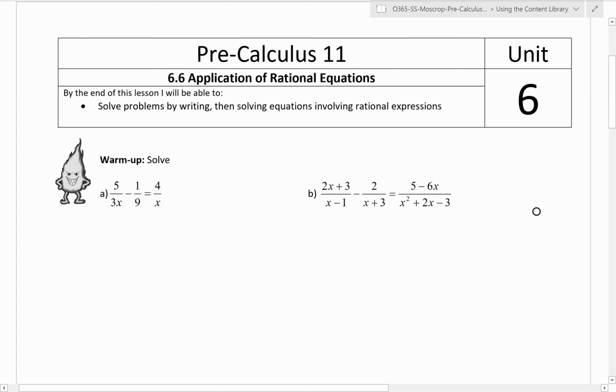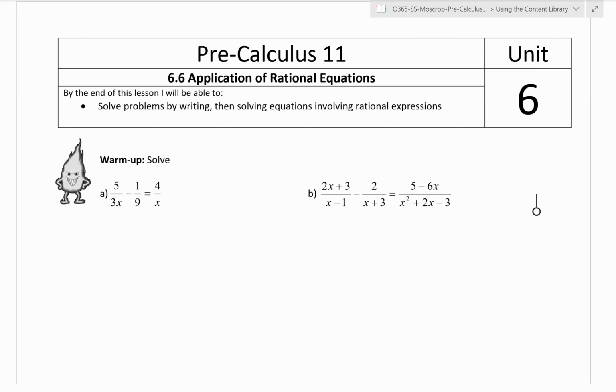Welcome back to 6.6, the last lesson of Unit 6. We are now going to be looking at the applications of rational equations or problems. You actually got a taste of it in the earlier lesson where you needed to simplify the expression for, I can't quite remember, a distance, time, and speed question. We will be looking at that kind of question again today, but we'll also look at some other kinds, okay?